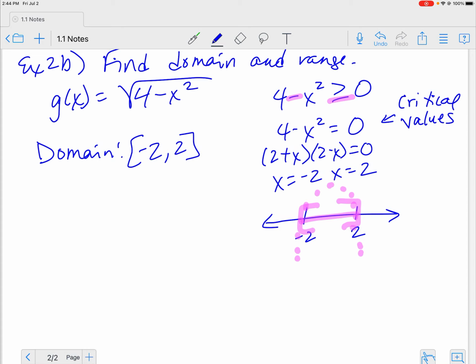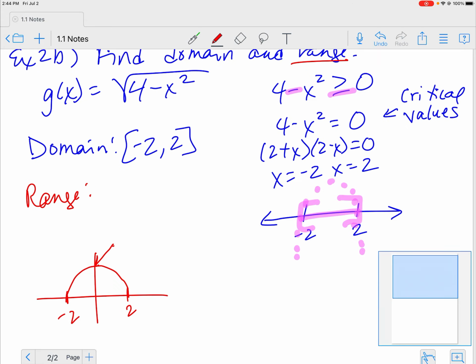Okay, cool. Now I'm looking at my range. Whenever I'm looking at the range here, I am saying, all right, for what values is my output going to be? So we also know that this is that quadratic, right? Here from negative 2 to 2, and I know that this is going down because that's quadratic. My question is, what is this top value?